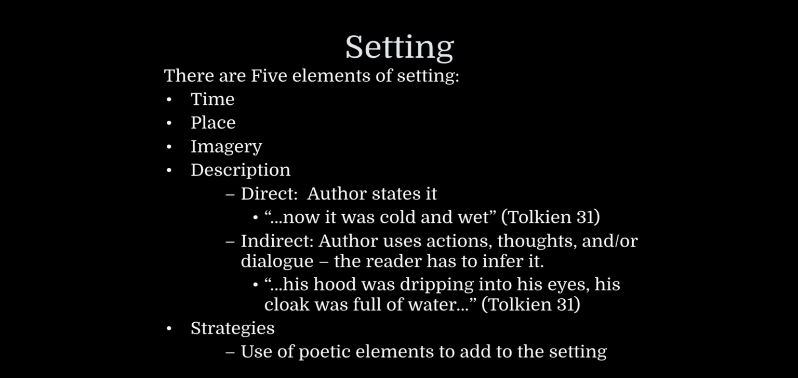Tolkien, 31. In the direct description, Tolkien states, it is cold, it is wet. In the indirect description, from the same exact page, we are left to infer that it is cold and wet. The character is wearing a hood. It is dripping into his eyes. His cloak is full of water. Strategies used to create imagery and description are often the poetic elements that we covered earlier.